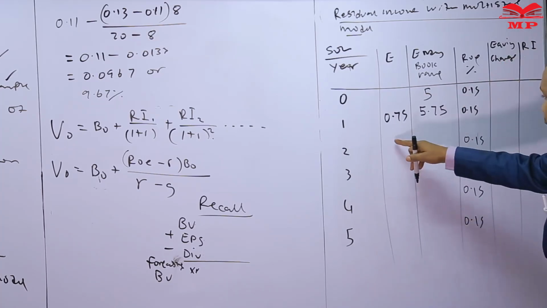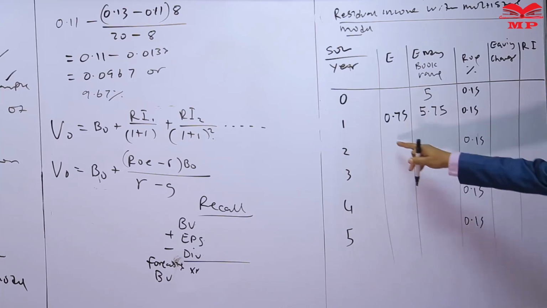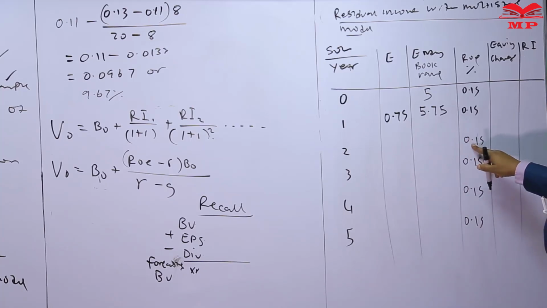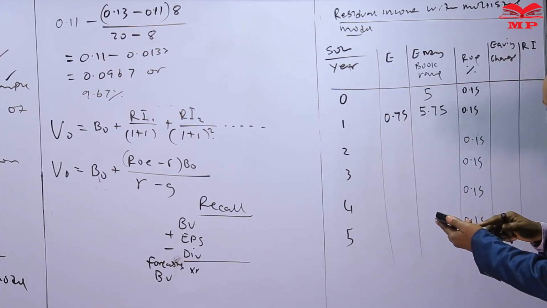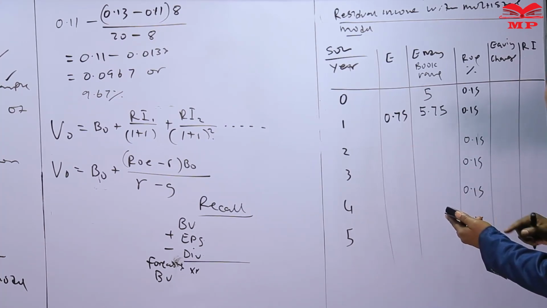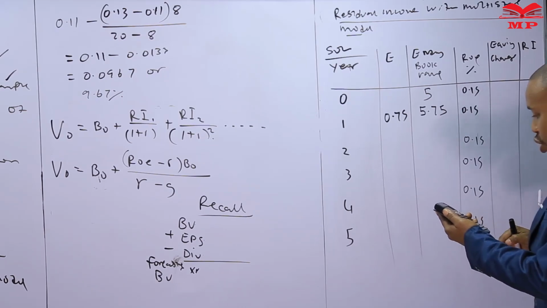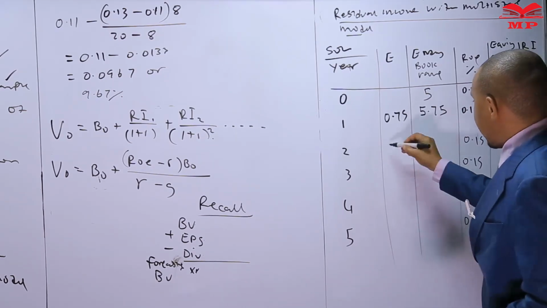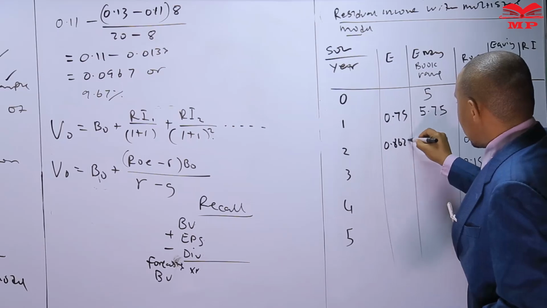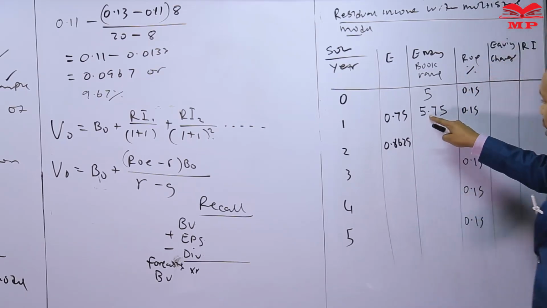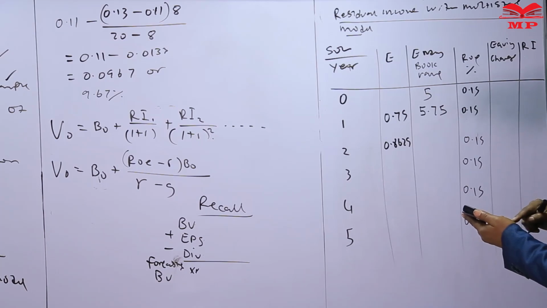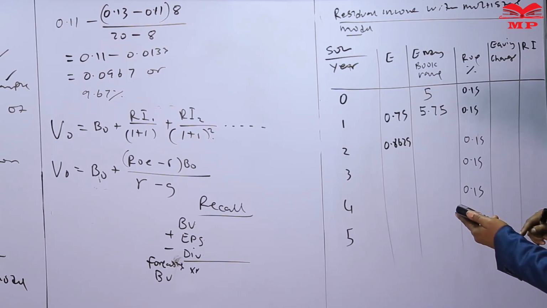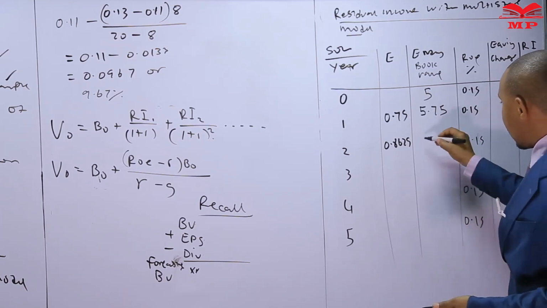Can we forecast this value here? Yes, we can, for year 2. 0.15 multiplied by 5.75 should give us that value there. So we're saying 0.15 multiplied by 5.75, 0.8625. So this component plus this should give us that. So plus 5.75 should give us 6.61.